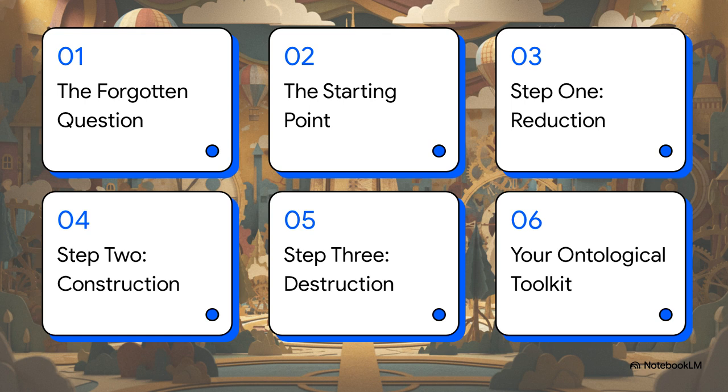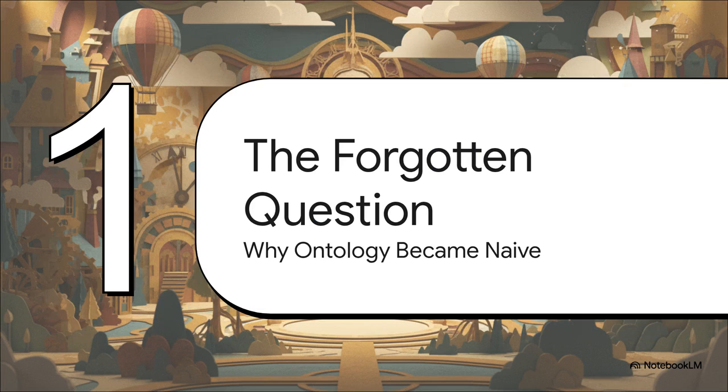Here's the game plan for today. First, we'll look at the fundamental problem Heidegger says philosophy has. Then, we'll walk step by step through his three-part method: reduction, construction, and destruction. And by the time we're done, you're going to have a really clear framework to start outlining your own projects. Okay, so let's get into it.